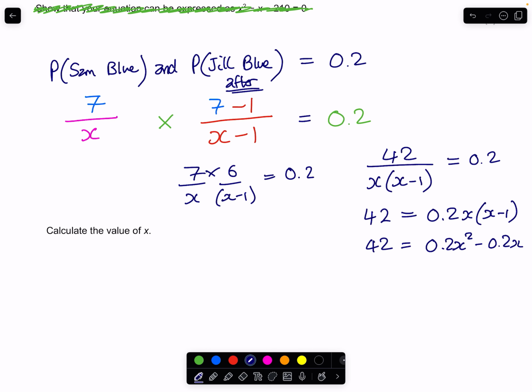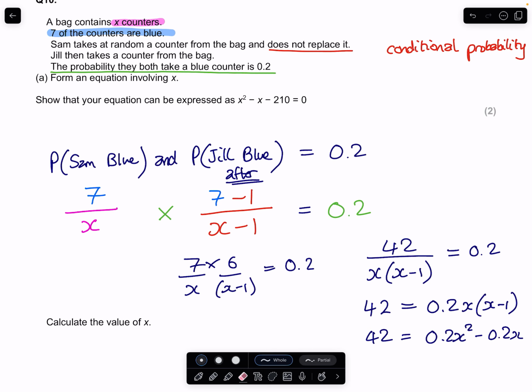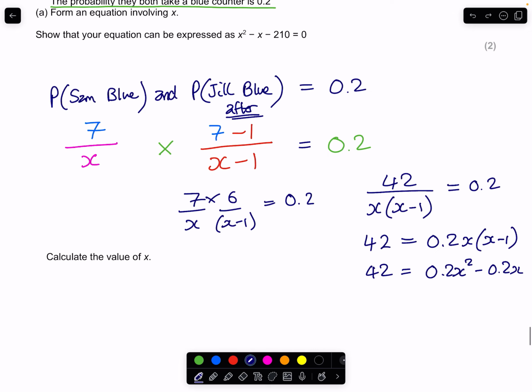As long as you get this answer, which I hid here for a reason just so it didn't distract us, as long as we get this answer at the end, we know we're right. And we get that now by doing 2 things. One, we're going to take away that 42 to get it on the same side as everything else, because what we're being asked to show has an equal 0. And then lastly, if we want to turn a 0.2x squared into a single x squared, we're going to times everything by 5. And by doing that, we end up with x squared minus x, and there's our minus 210.